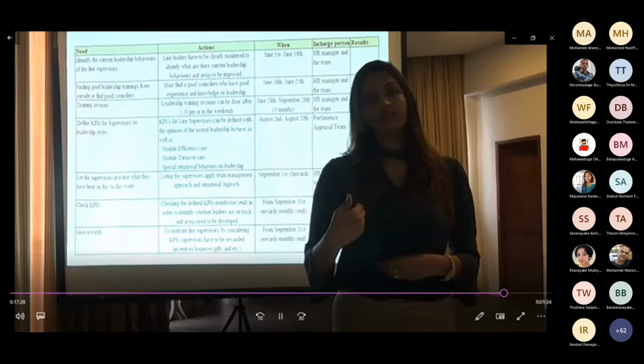Allocated time is from September 31st onwards, each and every month end. And the in-charge person is the HR manager and the team. Next, reflection as a leader.